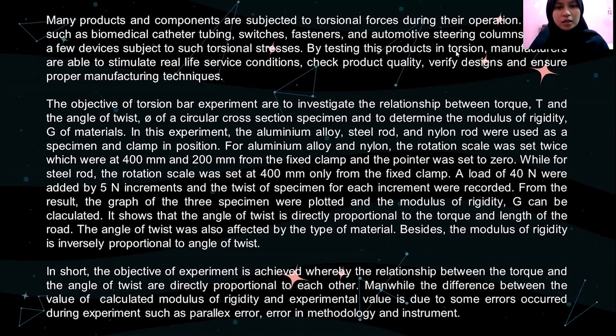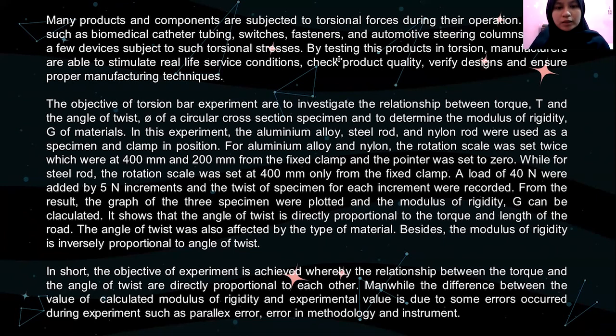torsional stresses. By testing these products in torsion, manufacturers are able to simulate real-life service conditions, check product quality, verify designs, and ensure proper manufacturing techniques. The objective of the torsion bar experiment is to investigate the relationship between torque and the angle of twist of a circular cross-section specimen and to determine the modulus of rigidity of materials.